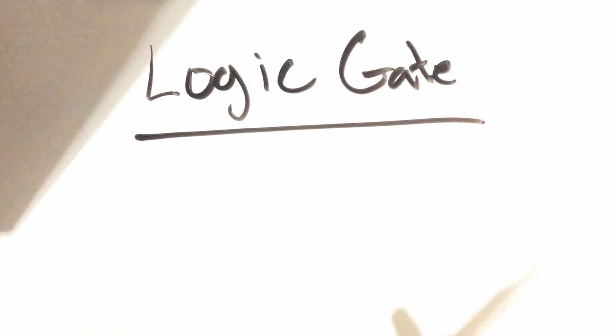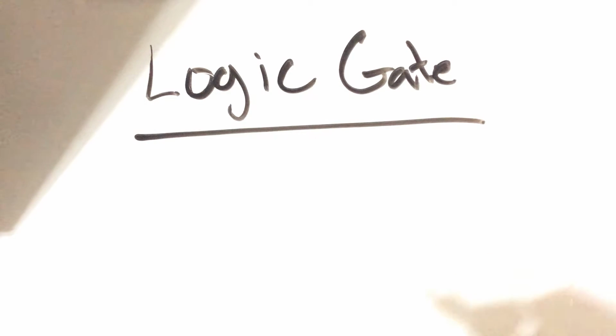Welcome to the very first video in our video series for digital logic. Today we're going to be talking about logic gates, and what logic gates are is basically a piece of hardware in our computers that takes an input, be it a 0 or 1, and spits out an output, be it a 0 or 1.